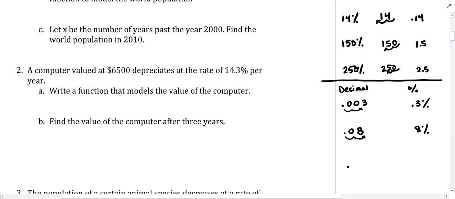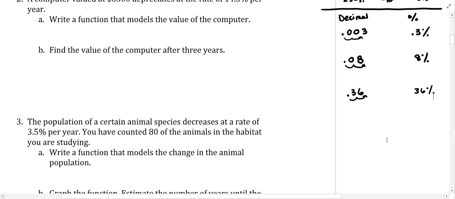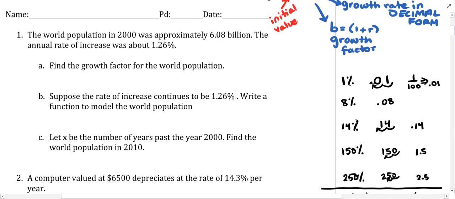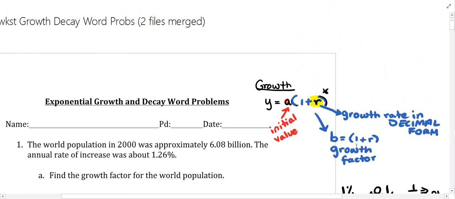If they tell you that it is 0.36 in decimal form, then you move the decimal twice, and that's where you get 36%. If they tell you that it is 4.3 in decimal form, then when you move the decimal over, you're going to need a placeholder. So this will be 430%. All right, so I hope that's a quick review on how to go from percent to decimal, decimal to percent.